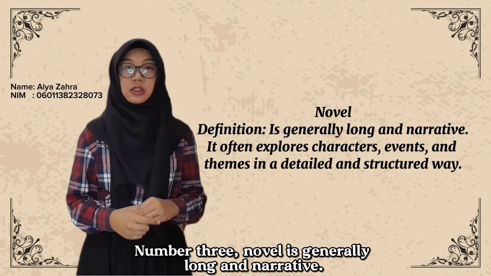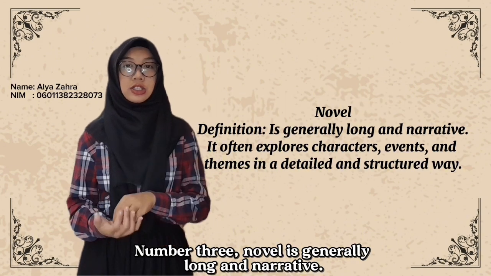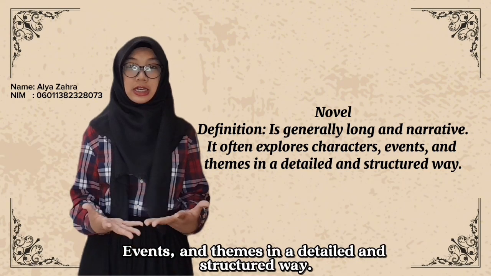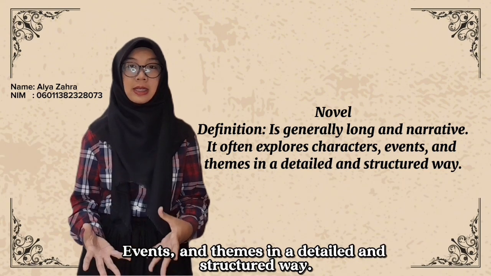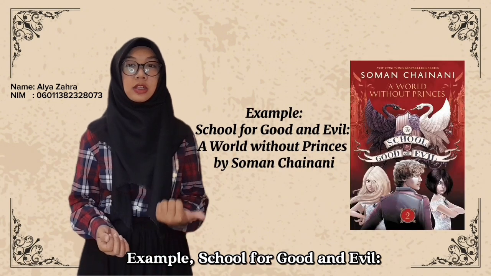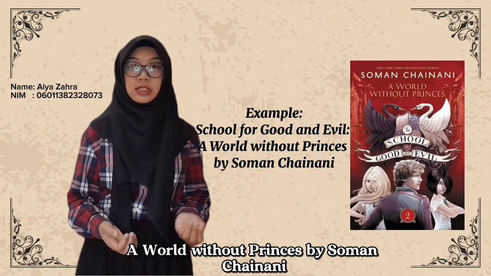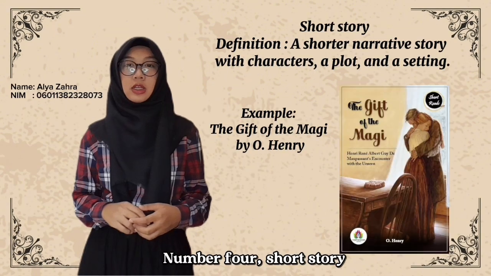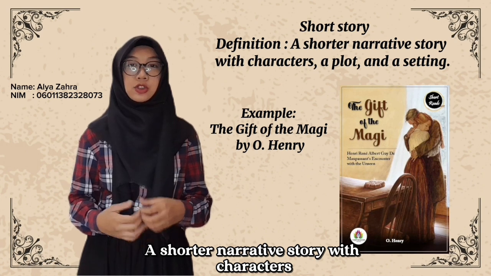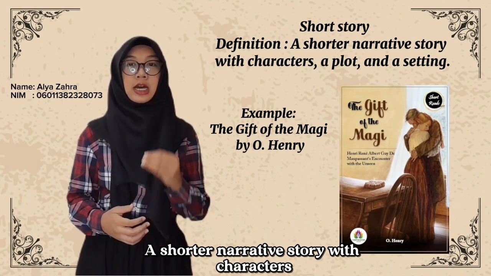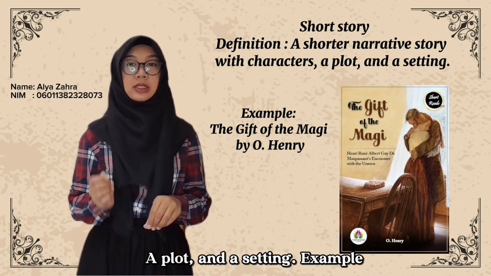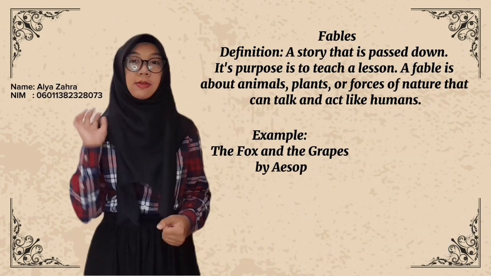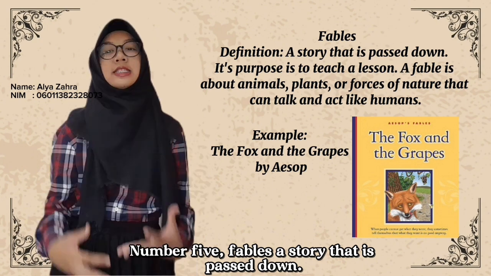Number 3, novel. It is generally long and narrative. It often explores characters, events, and themes in a detailed and structured way. Example: School for Good and Evil, A World Without Princes by Soman Chainani. Number 4, short story. A short narrative story with characters, a plot, and setting. Example: The Gift of the Magi by O. Henry.